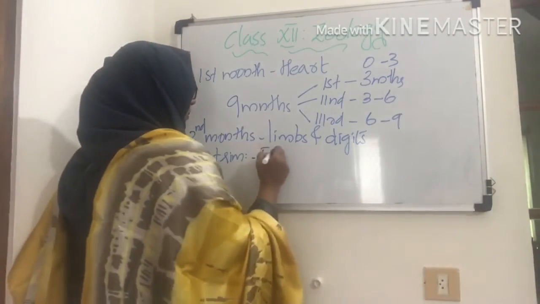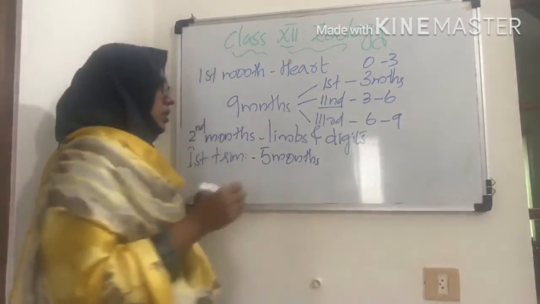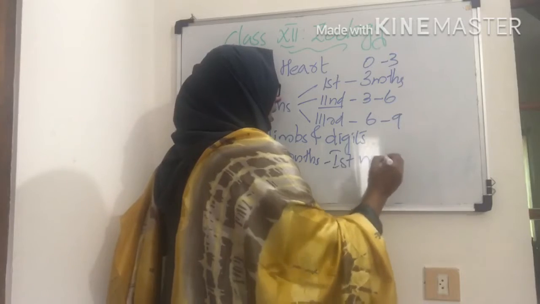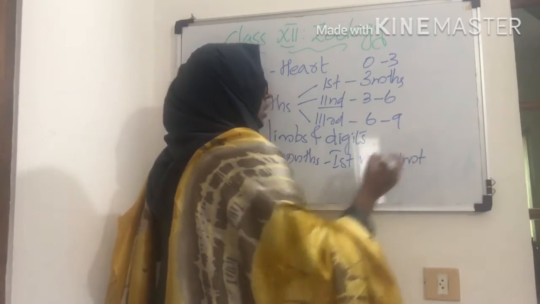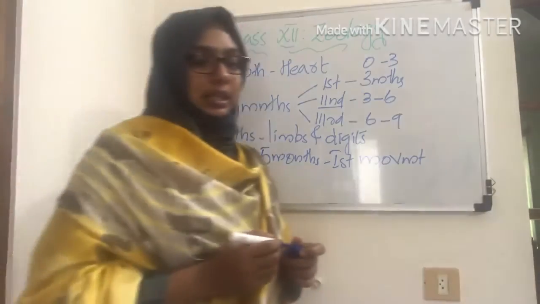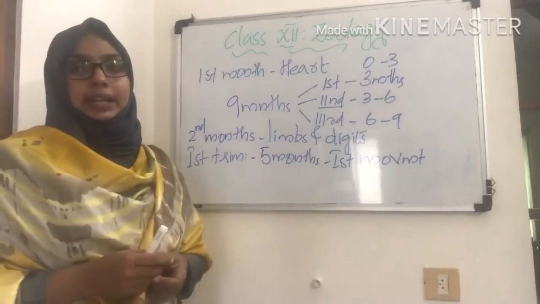Also, when we are checking the 5th month, that is in the second trimester, the first movement of the baby can be felt. And also all the digits, the appearance of hair over the head can be seen.